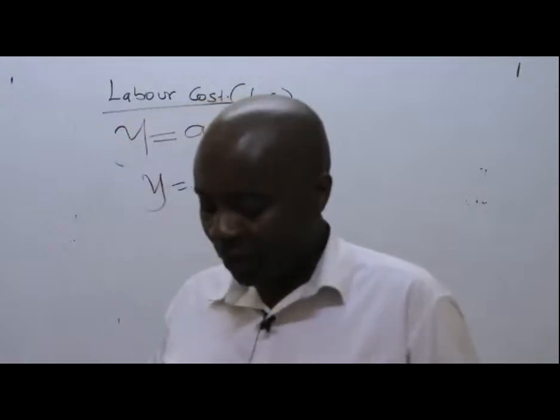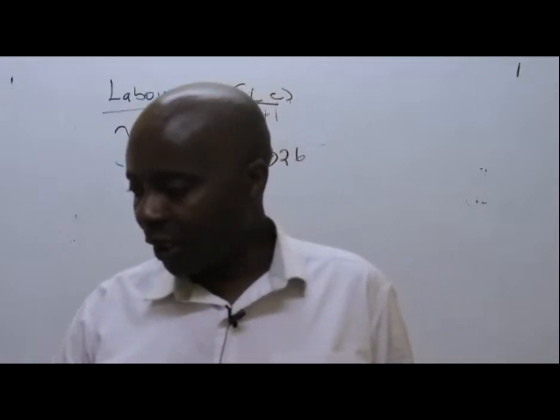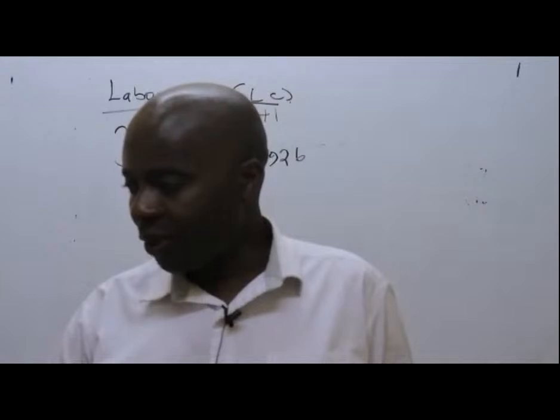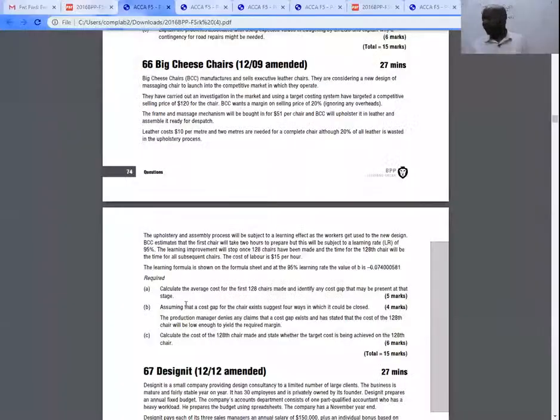Great. Now, please read the question. What do they want us to do in part 1? This question, part 1, they want us to calculate the average cost for the first 128 shares. So give me the labor cost of the first 128 shares. So come and give me Y, first 128. So this will be 30, 128 is the quantity, raised to 0.926. So we say 30 times 128 raised to that parameter.